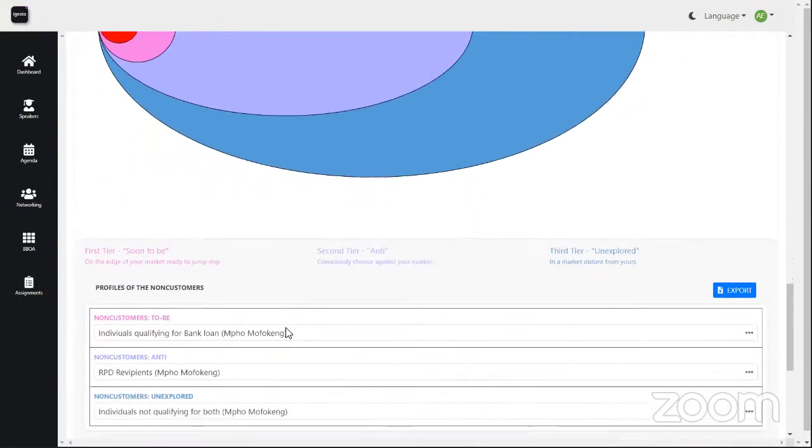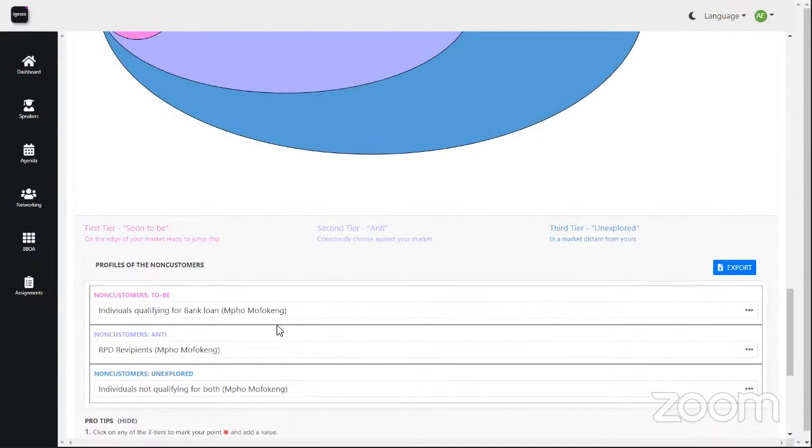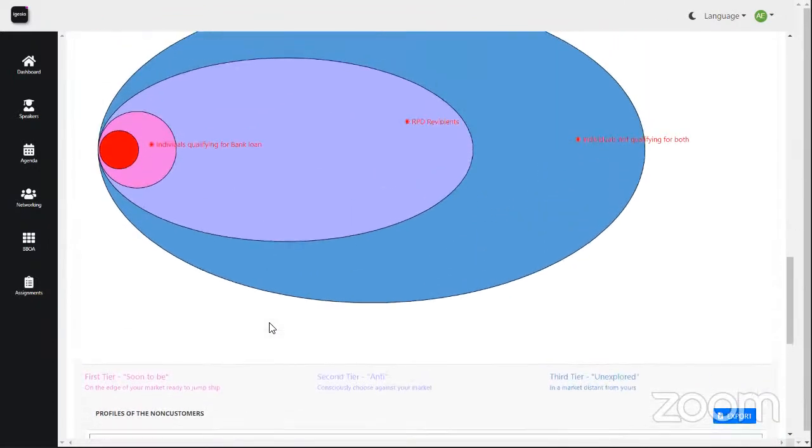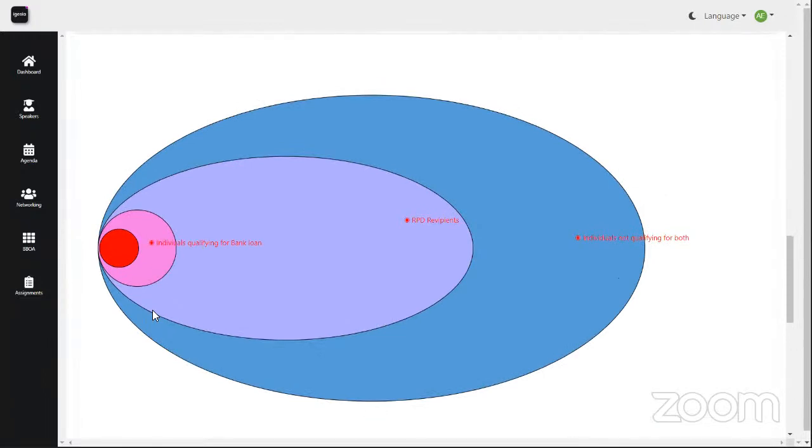So basically, this is us identifying who the non-customer is. How we understood it and how we have stated it here, we have identified the non-customers as people who are currently not participating in the market. Those people are neither qualifying for an RDP house nor for private ownership through bank finance. So that would be the market that we will be focusing on.